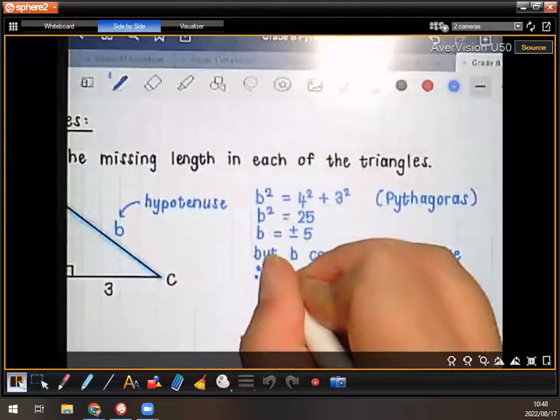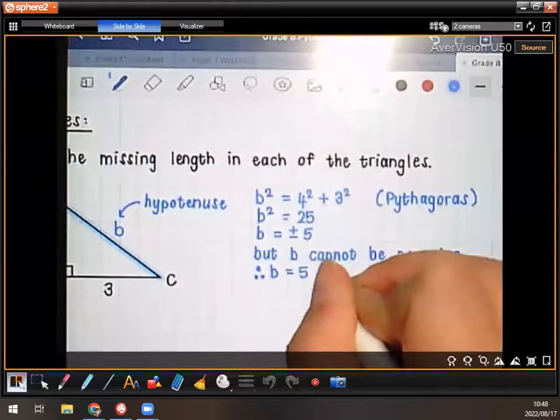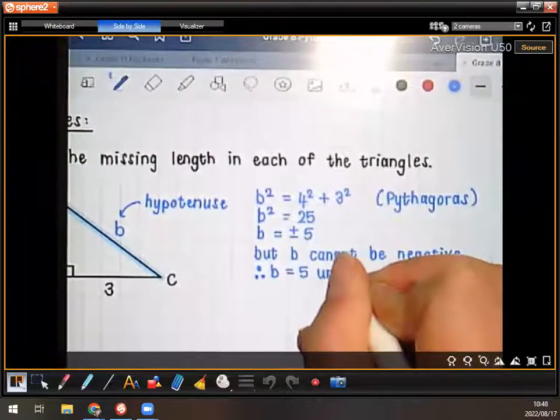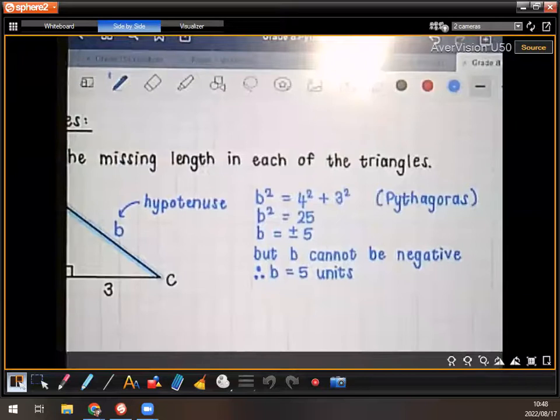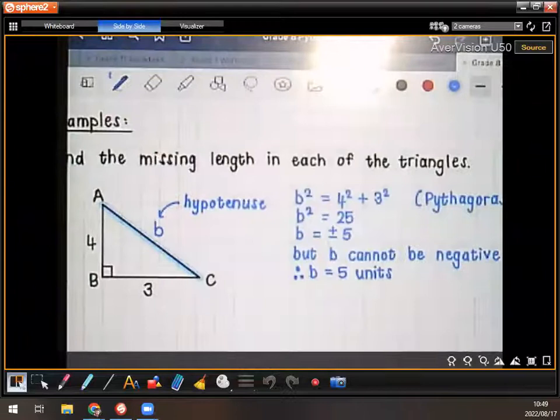Therefore, what is b? 5. And let's just add the word units there. They didn't tell us centimeters or millimeters or whatever, so it's good to just try to do that. It's okay if you leave it out, but just if you remember. When you're working with Pythagoras, it will have to be positive, because it's always the length of the side.